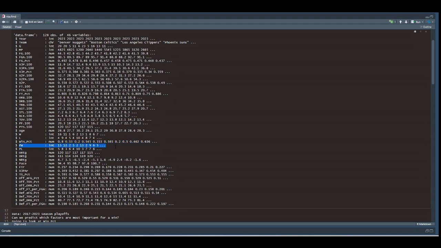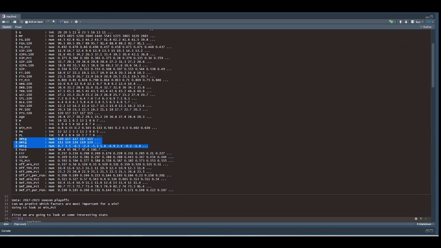Pythagorean wins, Pythagorean losses is just wins and losses predicted based on other metrics. I did not include these in the analysis. Offensive rating, defensive rating, and net rating. Felt like this is a combination of some other variables that are above or just strongly related. So I decided not to include those.